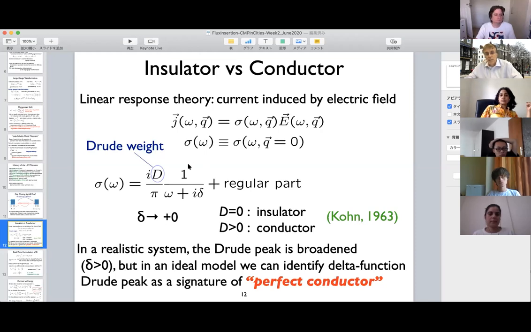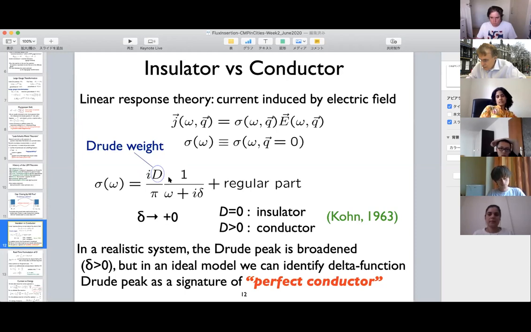Then if you look at a textbook, you can find an expression like this. This sigma(omega) can be decomposed into a 1 over omega pole plus some regular function of omega. This singularity has some coefficient, generally speaking, and this coefficient is called the Drude weight. Of course, you may not have this pole. That means that in that case, this Drude weight is just 0.